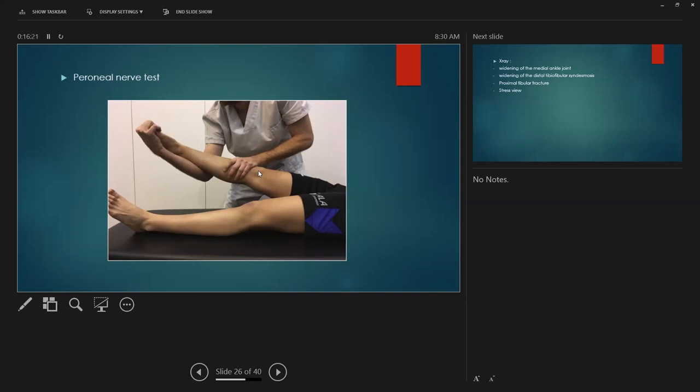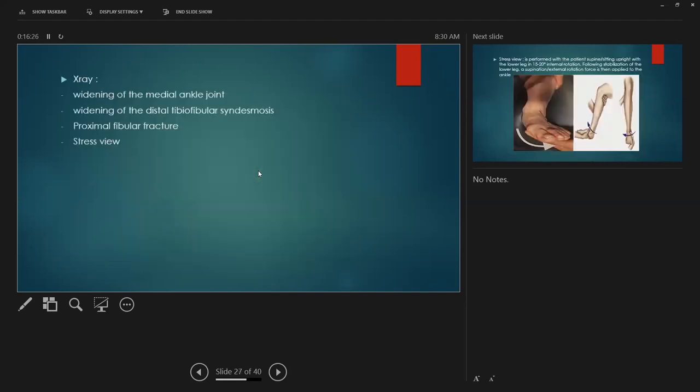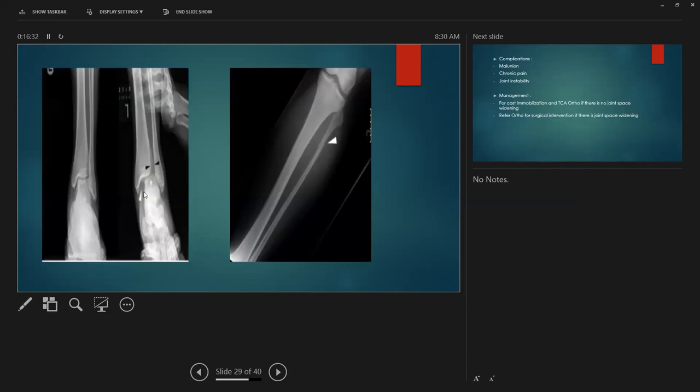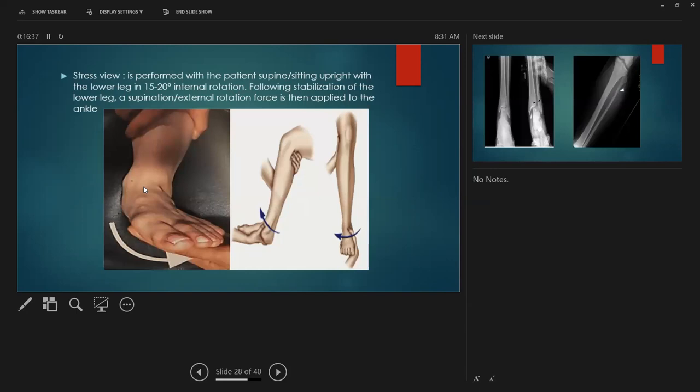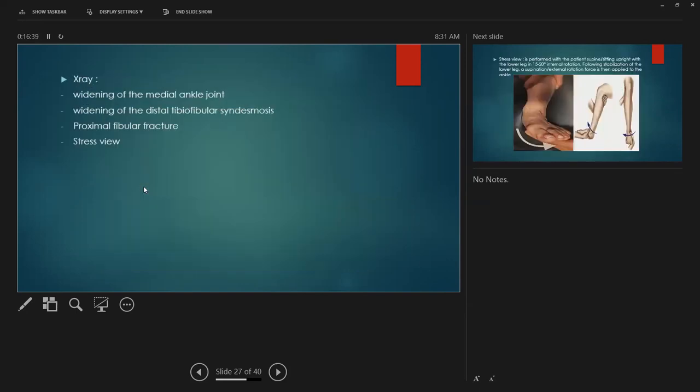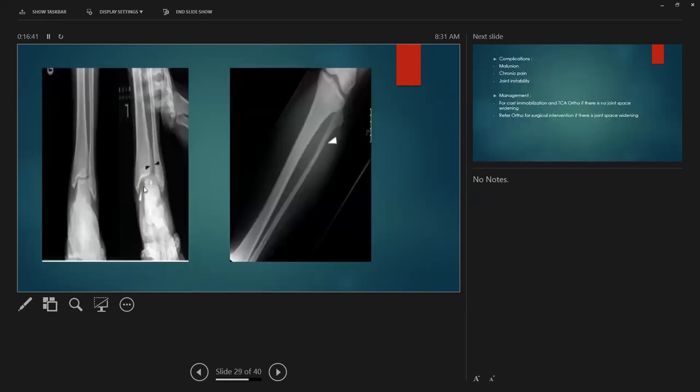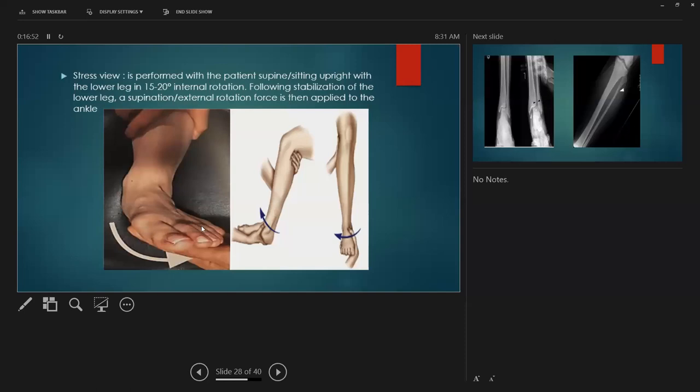Next, we will go on to X-ray wise, how to identify the fracture. The first one is widening of your medial ankle joint. You can see from this one, you have to see whether there's any widening of your medial ankle joint. And next, you have to see if there's any widening of your distal tibiofibular syndesmosis, like this one. Next is your proximal fibula fracture. And then we can do a stress view X-ray, like this one.